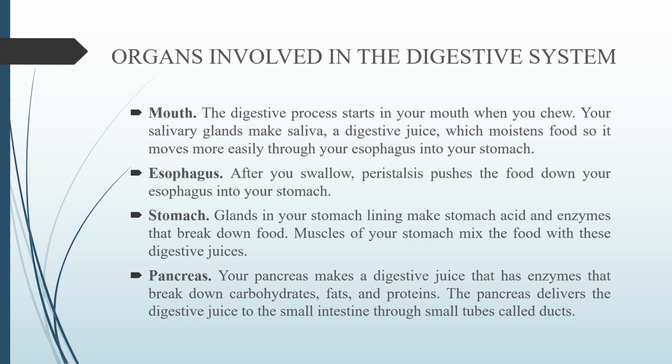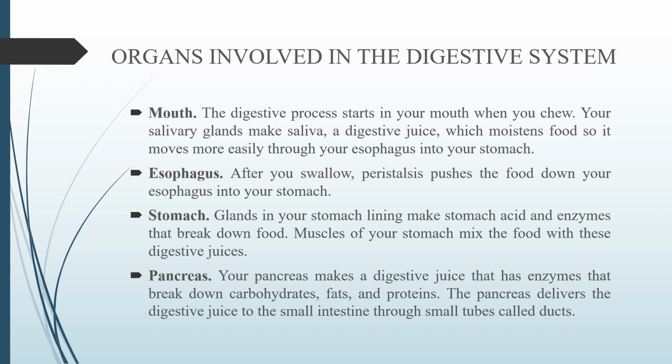Organs involved in the digestive system. Mouth. The digestion process starts in your mouth when you chew. Your salivary glands make saliva, a digestive juice which moistens food so it moves more easily through your esophagus into your stomach. Esophagus. After you swallow, peristalsis pushes the food down your esophagus into your stomach.